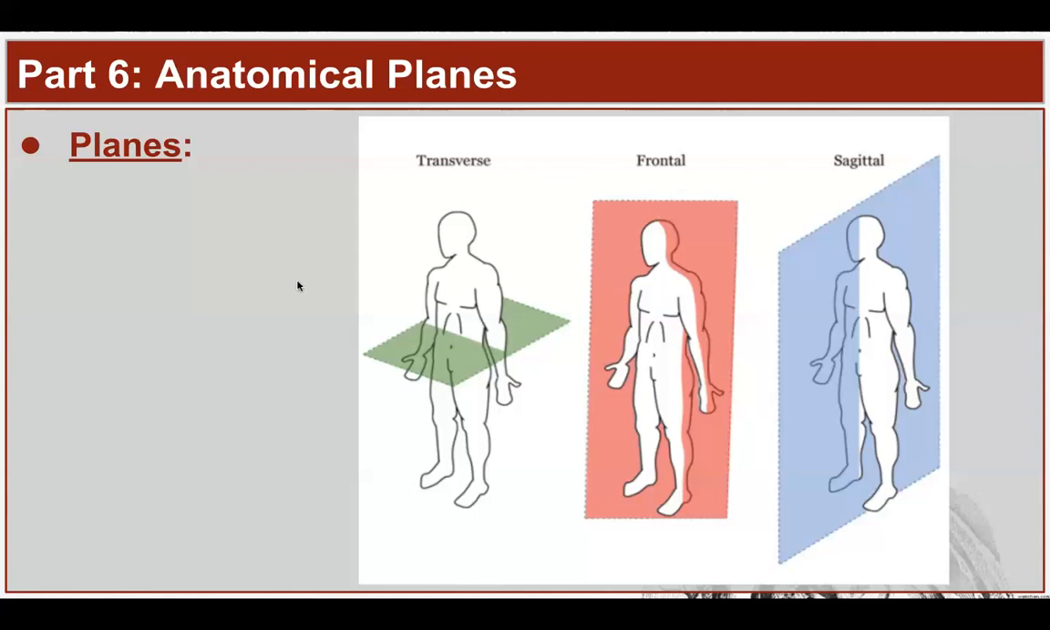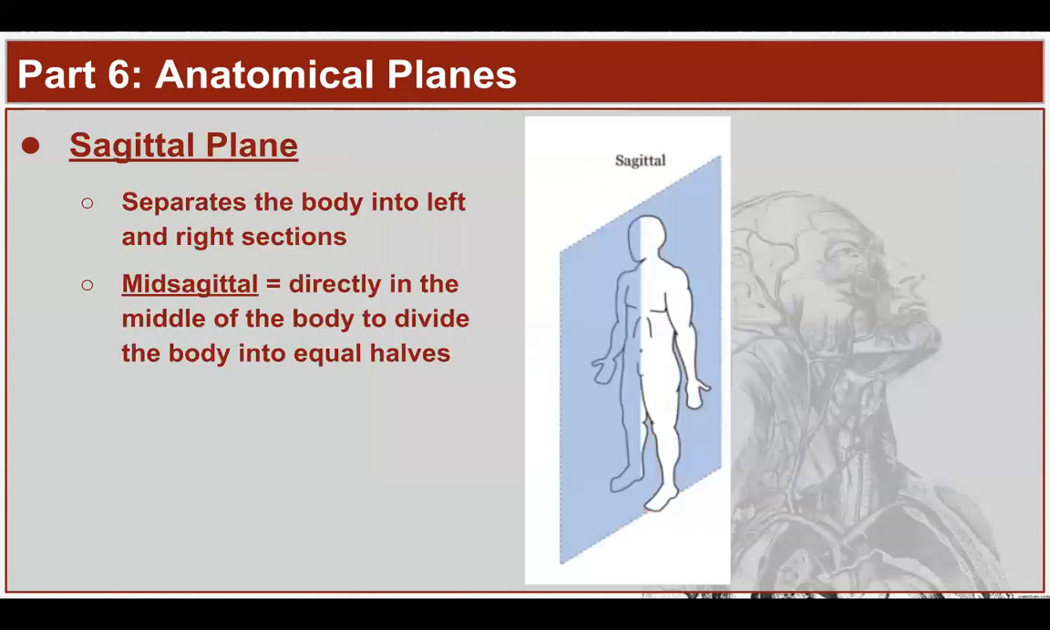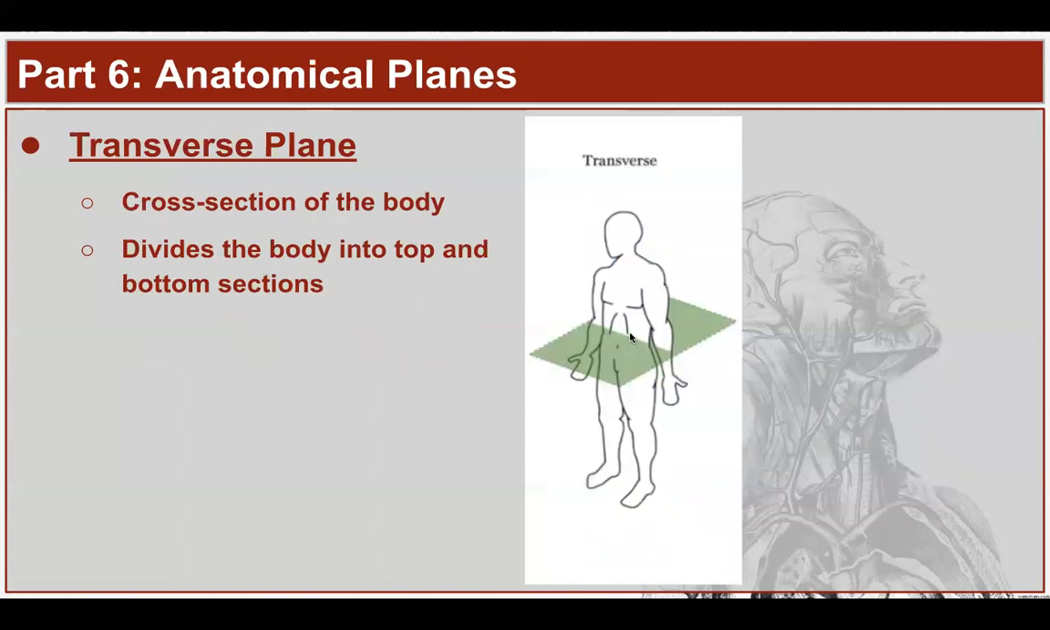Okay, so again, these planes are used as terms for a cut or a division into the body to look at the internal organs. Okay, so the sagittal plane, like I said, helps to divide the body into left and right sections. Mid-sagittal is directly in the middle, so it would be symmetrical, dividing the left and the right perfectly in half.